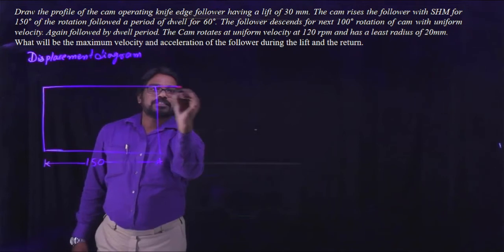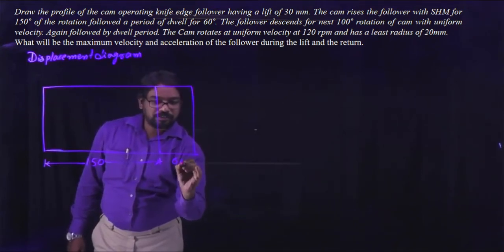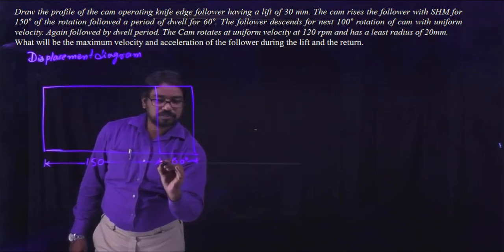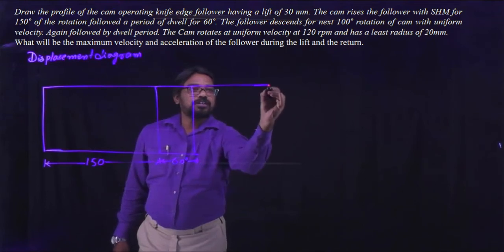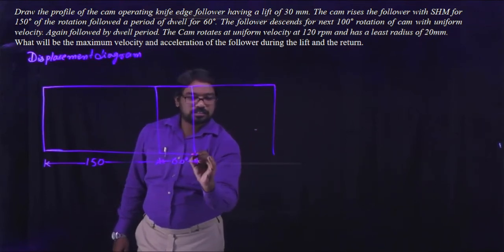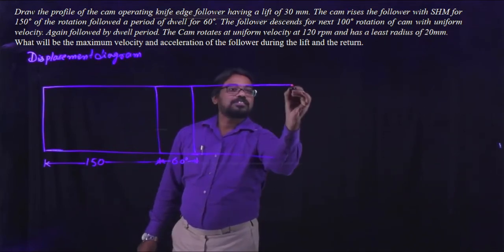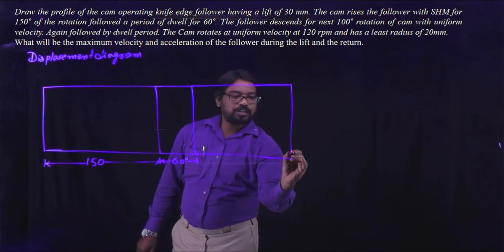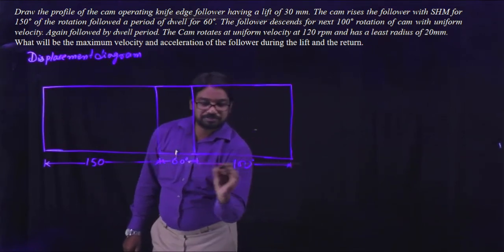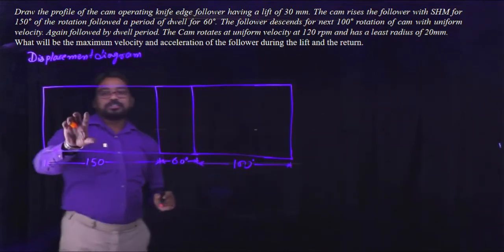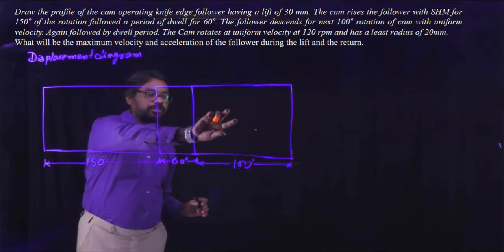For the next phase it's a dwell period with 60 degrees. And finally we have 100 degrees for the return of the follower. In the first phase we have simple harmonic motion, second we have the dwell period, third is uniform velocity.